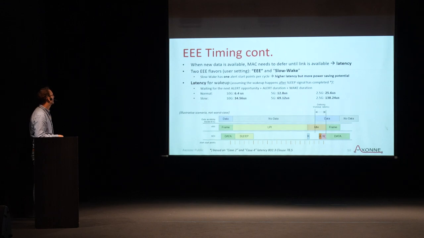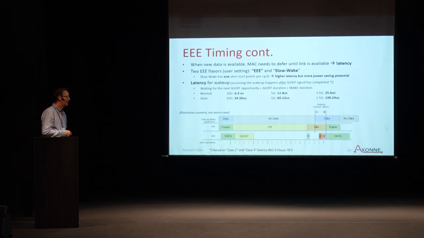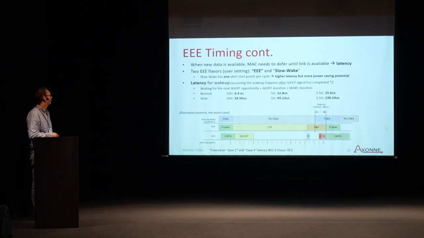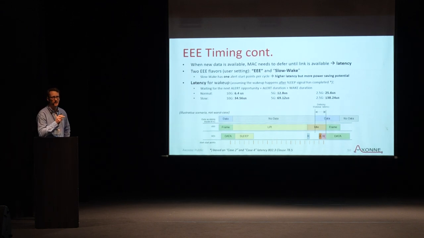So this is giving some illustration of what's happening and what the scenario is. But before we go into this, let me go a bit into numbers first. There are two different flavors of energy efficient Ethernet. There's the standard EEE, and then there's this sub-flavor which is called slow-wake. Slow-wake is technically the same thing, with the only difference being that it allows wake-ups on fewer occasions. So there are fewer of these slots where you can say, I want to wake up again.